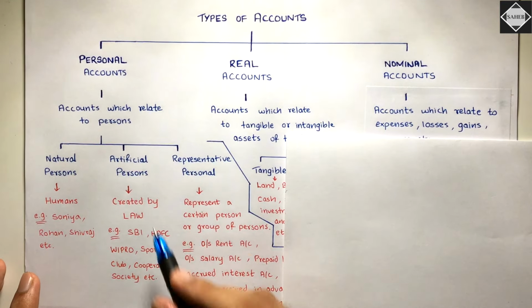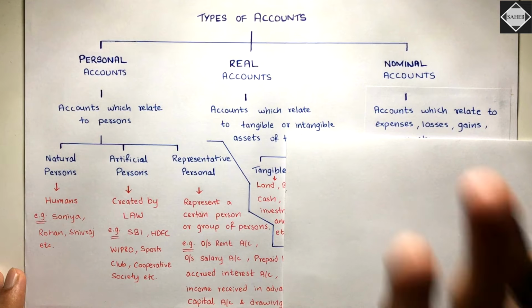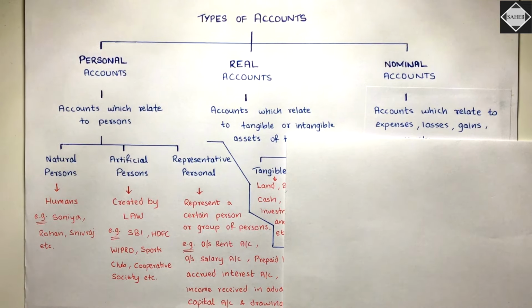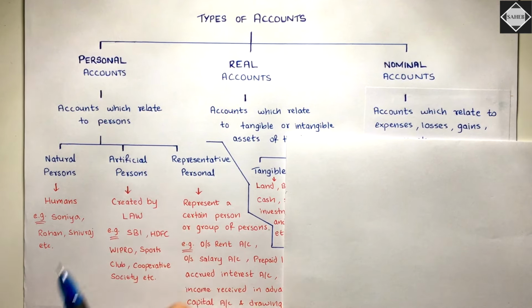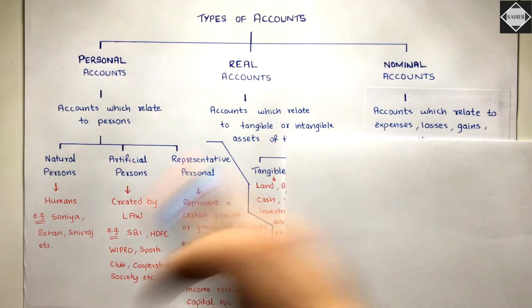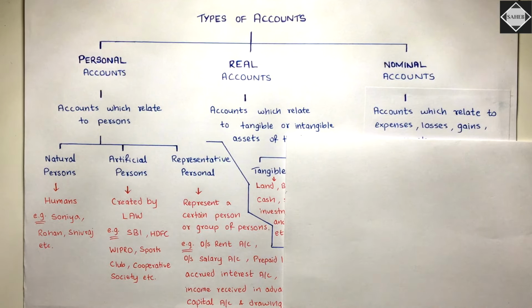All these are artificial persons. Your school or college is also a registered entity, right? A business, a company. So that will come under this artificial person. Your bank account will also be a personal account in these golden rules. Okay, it will be a personal account. Is that clear?